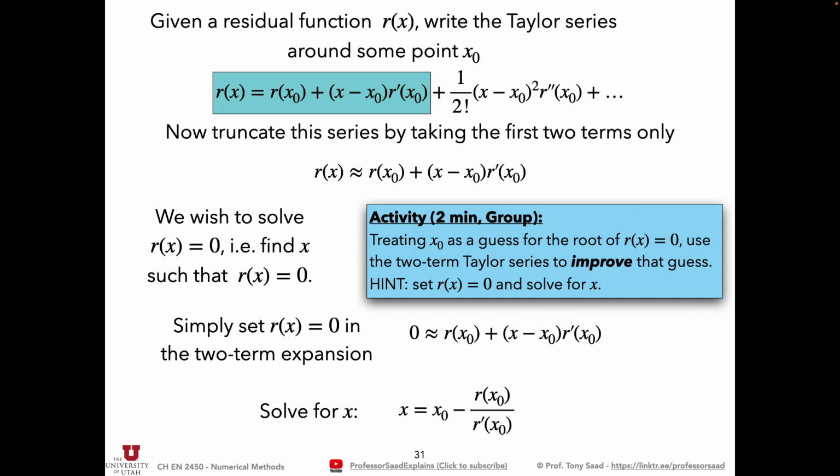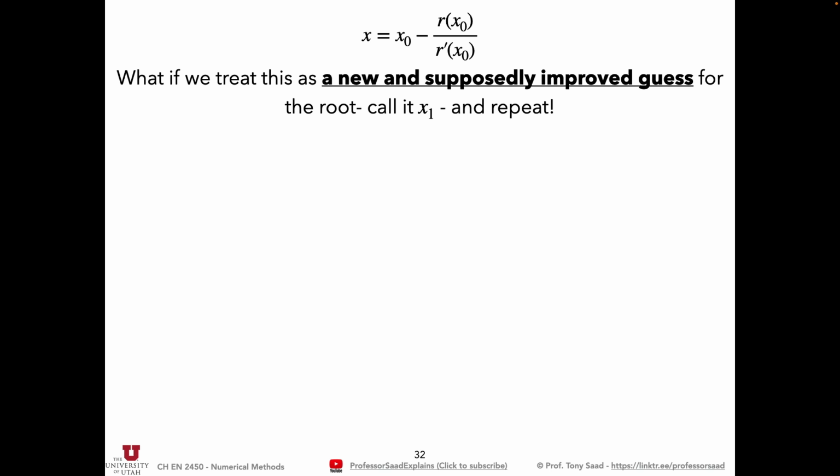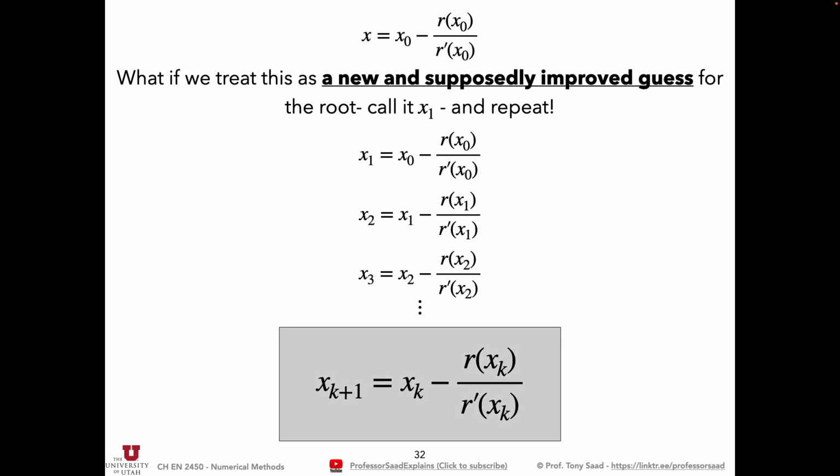How do you think about this? You say, I started with r of x0, I approximated r of x, I solved for the root of the approximation, and it gave me a new value. Well, what if I use that new value as my new initial guess, and put it here, and solve it again, and again, and again? Am I going to converge? Yes, you're going to converge, if you're close to the root. So call that x1 equal x0 minus r of x0 over r prime of x0. Then x2 is going to be x1 minus r at x1 over r prime at x1, and so on. And in general, you have the generalized Newton's method.